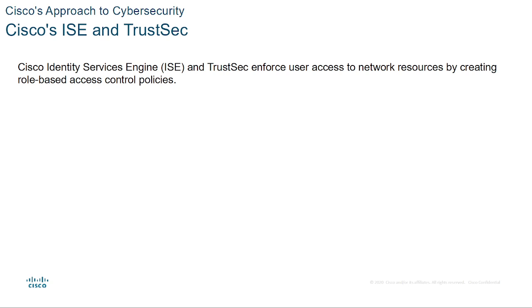Lastly, the Cisco ISE and TrustSec. The Cisco Identity Services Engine and TrustSec enforce user access to network resources by creating role-based access control policies. It uses the principle of least privilege access on a network, so that not everybody has the same level of access. Normal employees, for example new employees, will have very limited access to the organization's resources until they have stayed for a particular period of time.